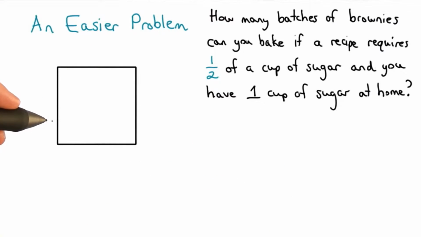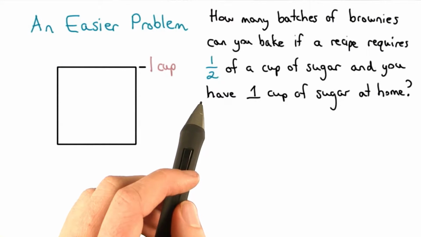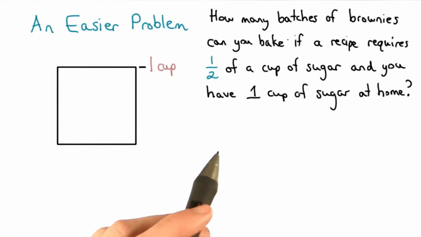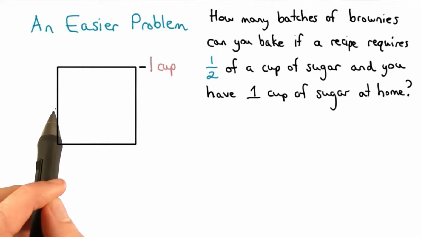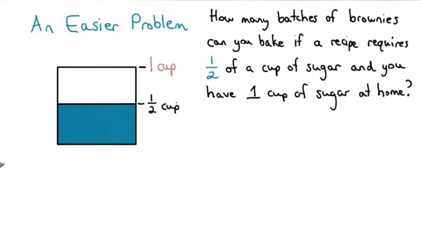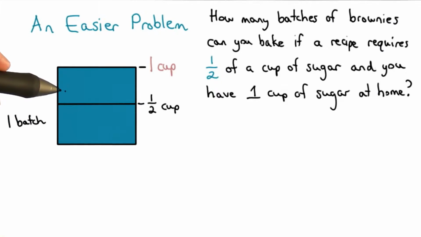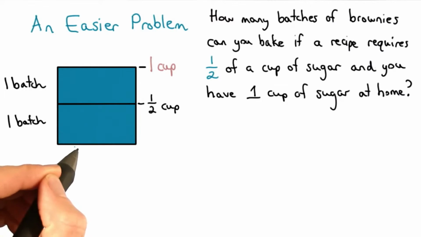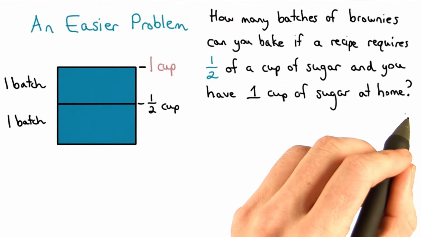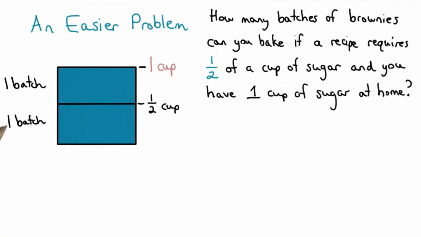This square is going to represent my 1 cup of sugar. I know 1/2 of a cup of sugar will make 1 batch of brownies. So I'm going to fill up half of my cup and make 1 batch of brownies. So here's a 1/2 cup of sugar, and I know I've made 1 batch of brownies. If I use another 1/2 cup of sugar, I know I'll make another batch of brownies. Now I've used my 1 whole cup of sugar, and I don't have any sugar left at home. Well, I made 2 batches of brownies.